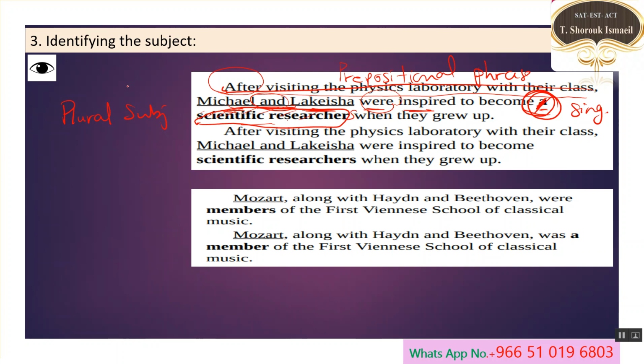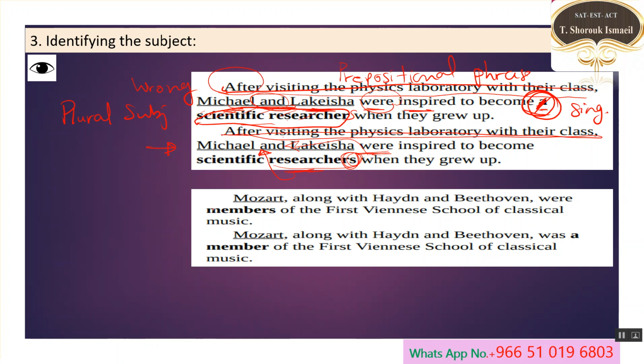So this example is wrong. Let's have a look at this example. After visiting the physics laboratory with their class, that I identified as a prepositional phrase. Actually, I don't need it at all, so I need to cross it out. Michael and Lakisha were, the verb is okay, working with the subject, were to become scientific researchers. You see, there is an S here. What does it do? It serves my subject, so this follows my subject in it being plural.